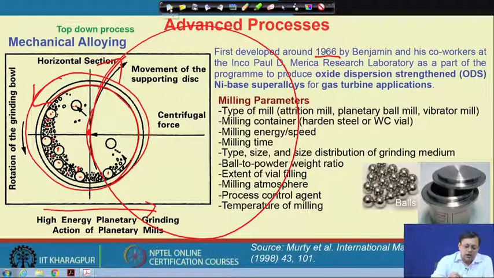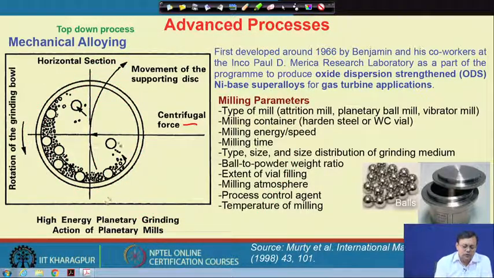Both the centrifugal force that works along this direction and the movement of the supporting disc act together, so it goes in such a way that the powder particles get crushed by hitting the medium during the rotation of the grinding bowl. In that particular milling process, we have many different parameters that we can control to optimize the process. Here it depends on which mill we choose.